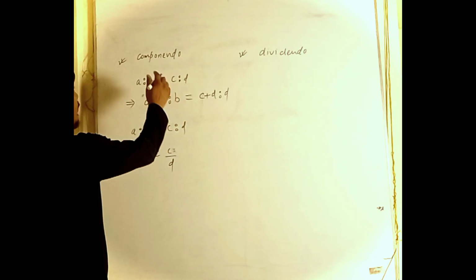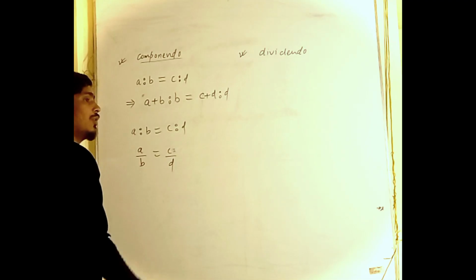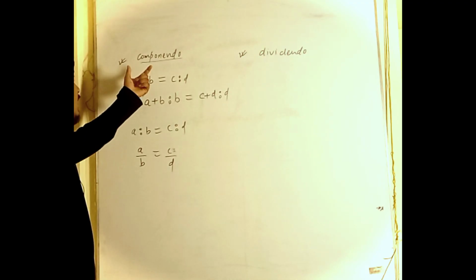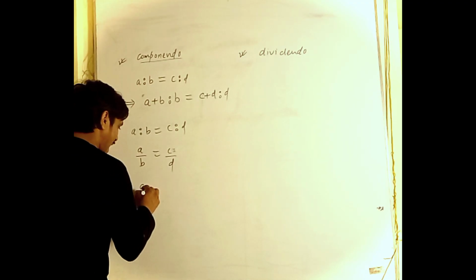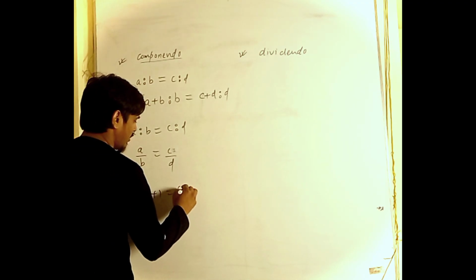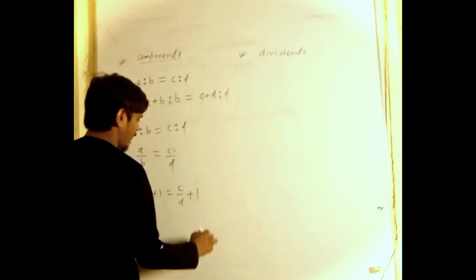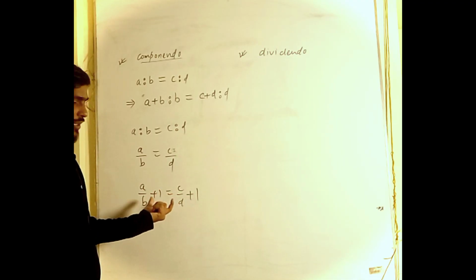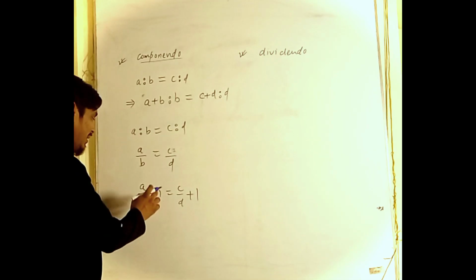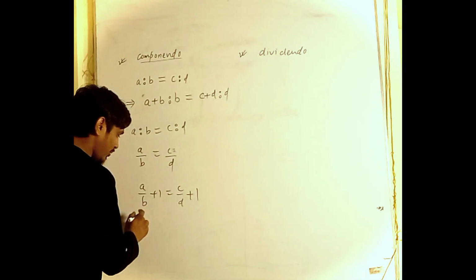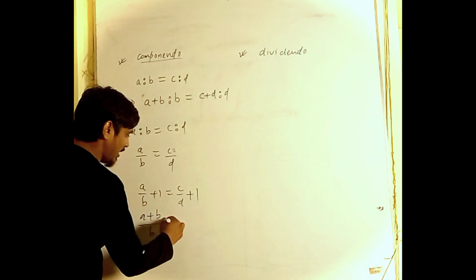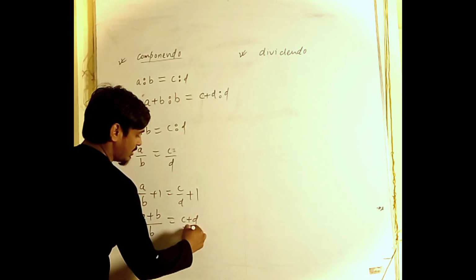So this componendo means what? If we have any two fractions or ratios which are equal, and we add 1 on both sides, that will give us the componendo. So over here we are adding 1 on both sides, C over D plus 1. This addition of 1 on both sides means the equation is balanced. Once we simplify this, we get the denominator B, and this becomes A plus B equal to C plus D over D.